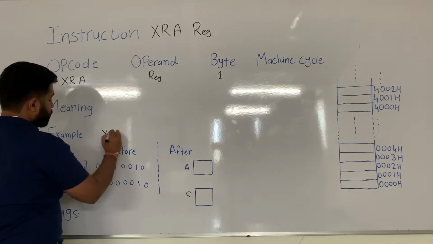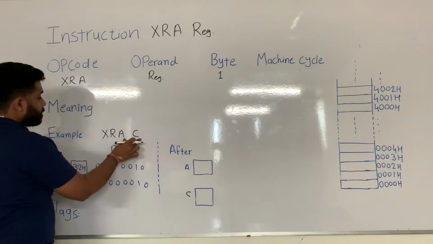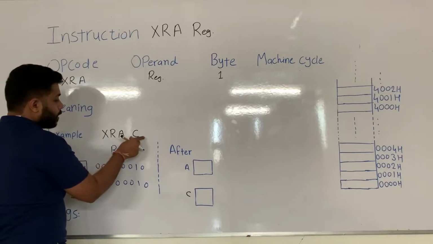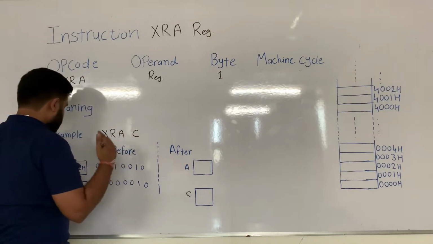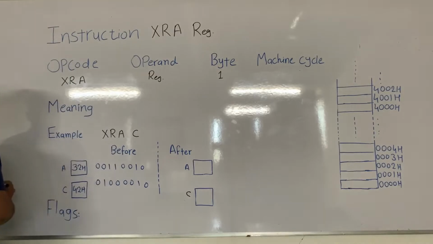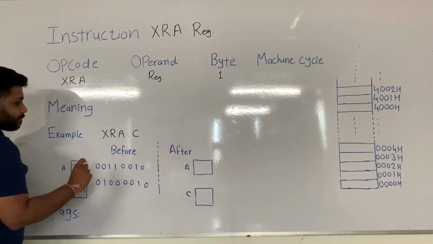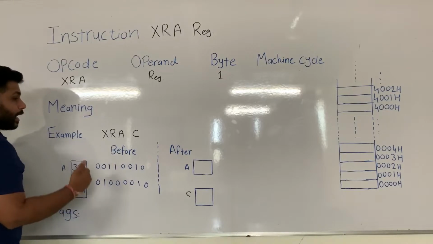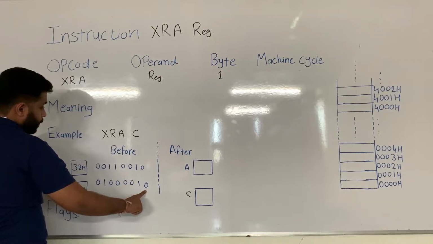Suppose the instruction that we are going to see is XRA C. So XRA C means the XOR operation will be performed between the content of C register and accumulator, and the answer will be stored in the accumulator. Before the execution, you can see that A and C registers contain some data. A contains 32H, in hexadecimal, and C contains 42H. I have also represented these two numbers in binary.